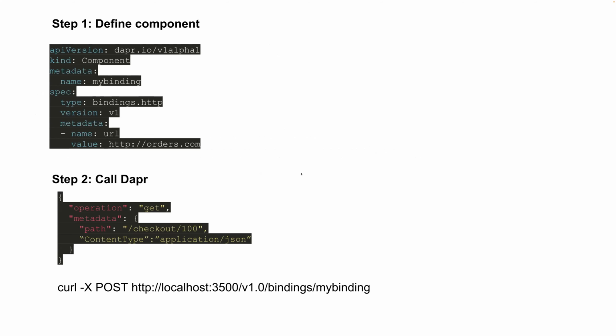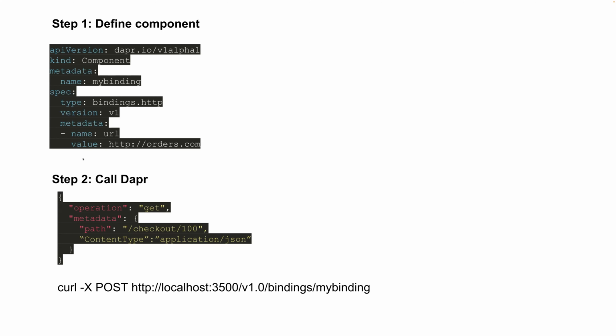And so today, if you want to use an HTTP binding, what you need to do is create this YAML here, which has a spec of bindings HTTP. It's pretty simple. Then you have the metadata, and you need to hard code the base URL into the component here. So for example, here I'm calling orders.com. If I were to call my coolorders.com, I would need a second component.